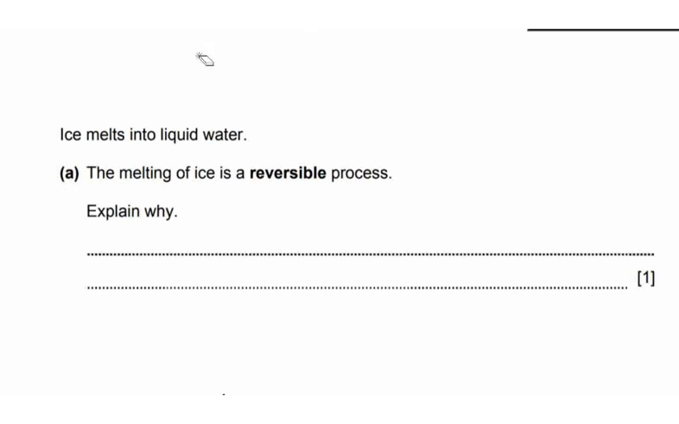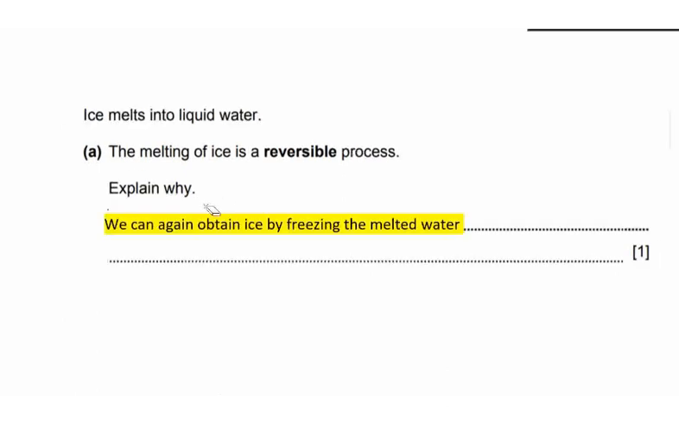Question 2a. Ice melts into liquid. The melting of ice is a reversible process. Explain why. The answer is we can again obtain ice by freezing the melted water. Because it is a reversible process, it means we can reverse it back again.